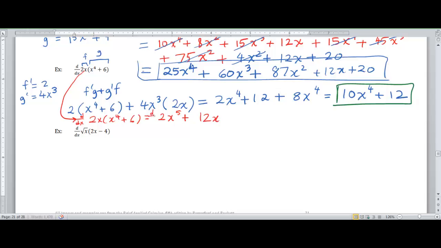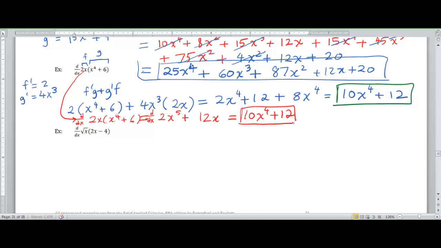And then you want to keep that d over dx. So the d over dx means take the derivative. And then once you've taken the derivative, it becomes 10x to the 4th plus 12, right? We're done. We don't need to write the derivative sign again. So this is the answer.